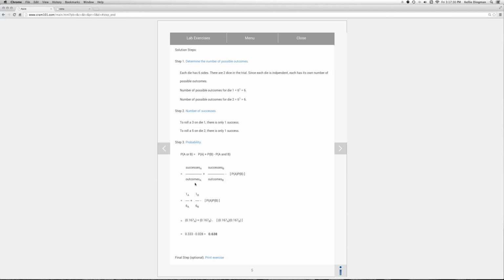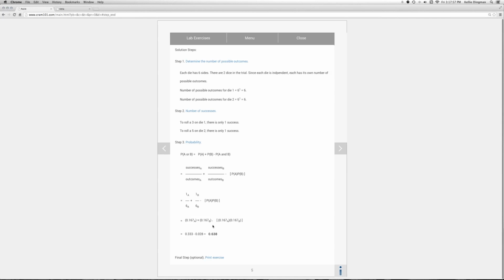All right, for 1 die, it's 1/6, the number of successes over the number of outcomes. So that translates to 0.167. Same thing for die number 2, 0.167. And the probability then of getting A and B, a 3 and a 5, is 0.167 times 0.167. Okay? So now we just carry out the math.